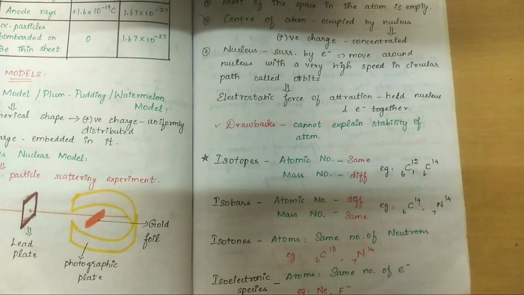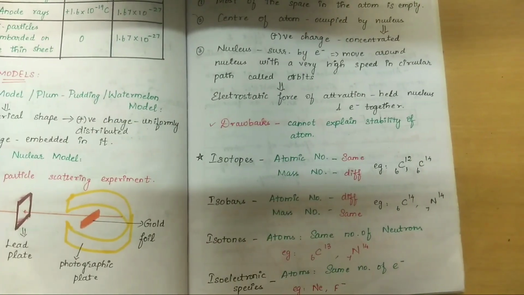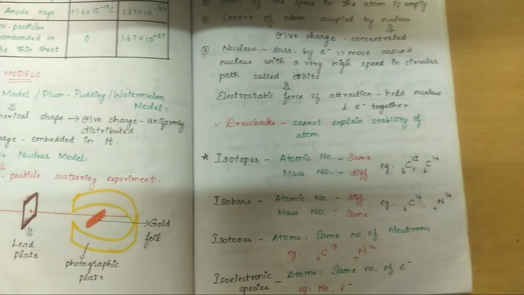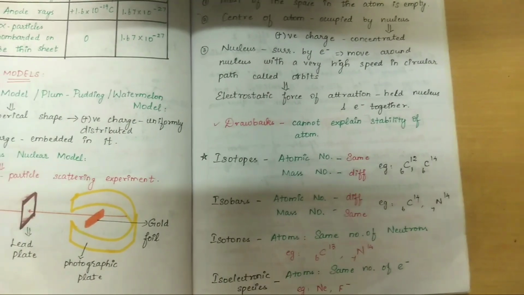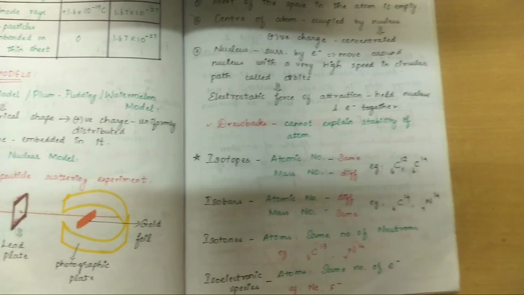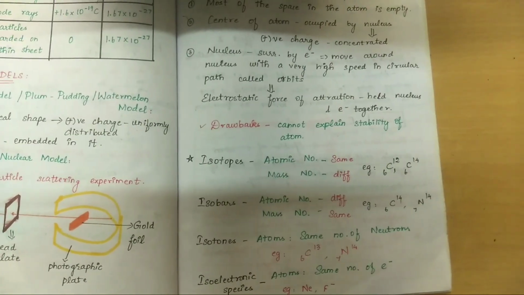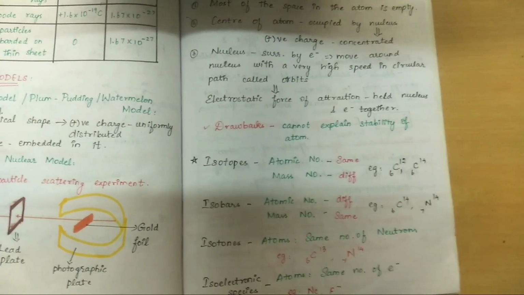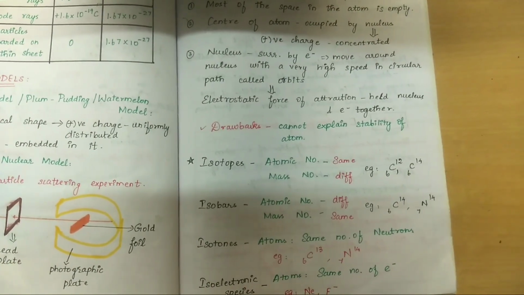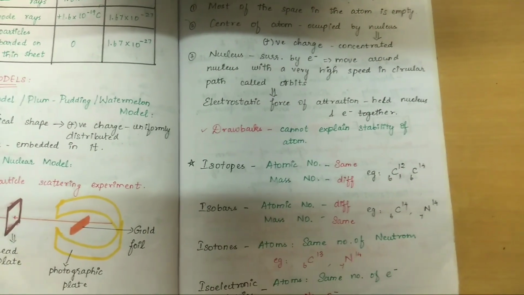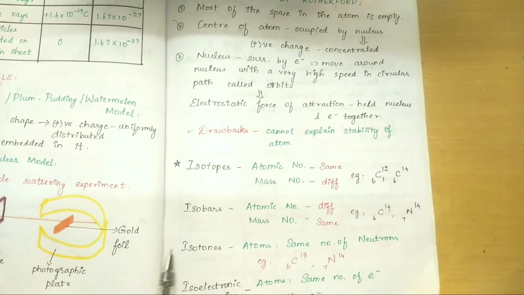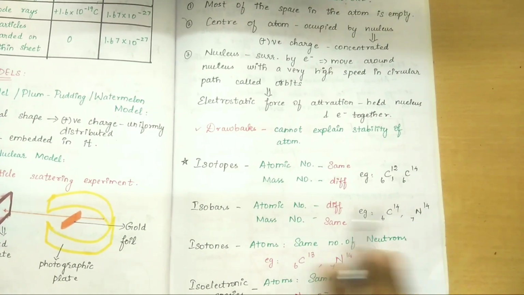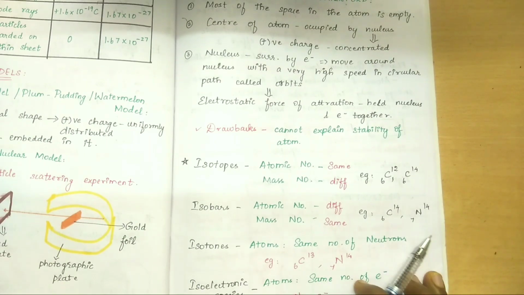Then isotopes. Isotopes have the same atomic number but different mass numbers. For example, carbon 12 and carbon 14 are isotopes of carbon. Then isobars. Isobars have different atomic numbers but the same mass number. For example, carbon 14 and nitrogen 14 have the same mass number, while the atomic numbers are different, 6 and 7.